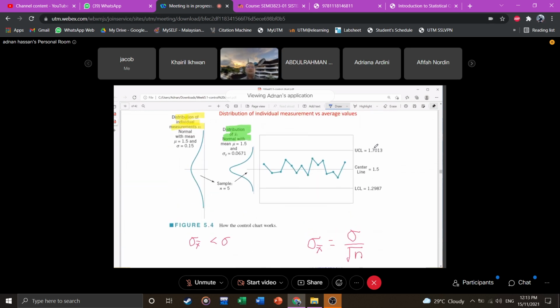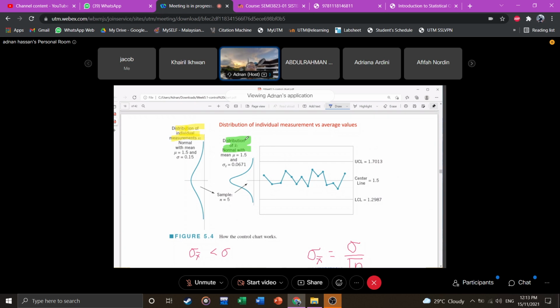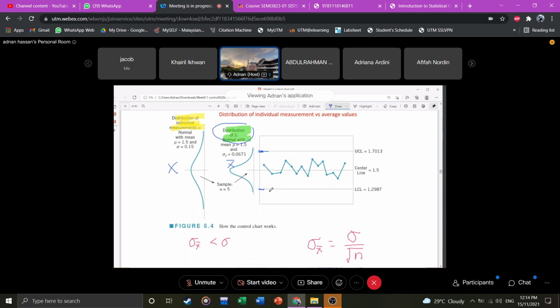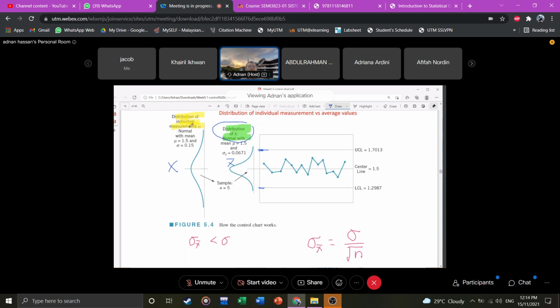Also, last class, I explained about this: why we take X bar, not X. This one is coming from X. This one is coming from X bar. So you see that we have removed the random variation, so it is more relevant for us for the X bar control chart. We don't use individual. There are cases where we use individual charts, but if possible, try to use X bar chart instead of X chart.